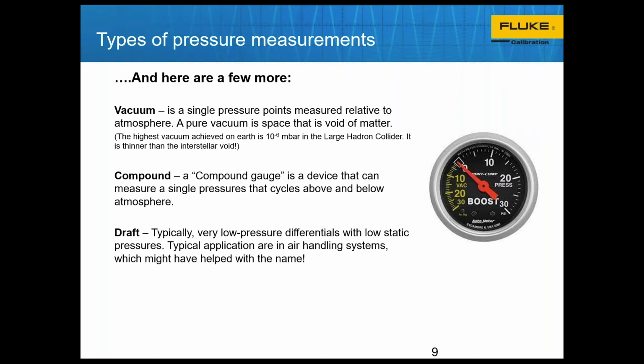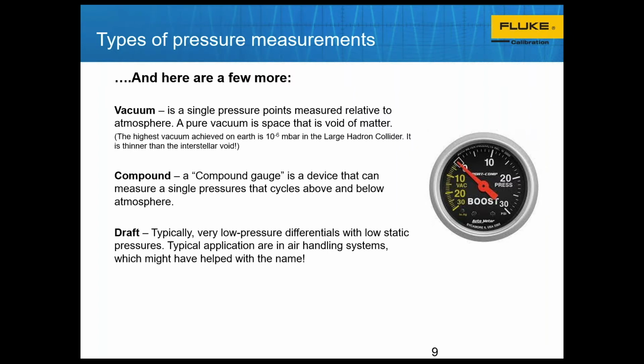What it really is representing is that I'm not measuring anything above or below the atmospheric pressure, but it would measure gauge pressures above or gauge pressures below, and that's what they mean by compound. Finally, a specific version of a differential pressure is called a draft gauge.